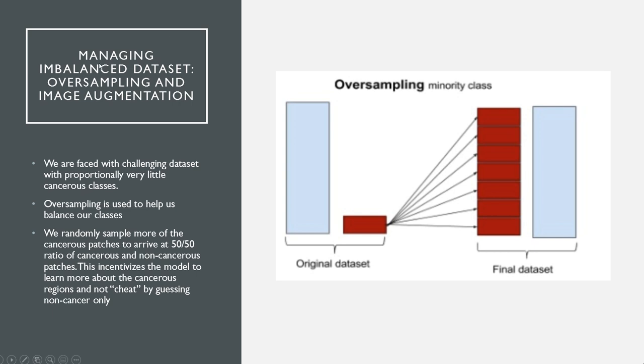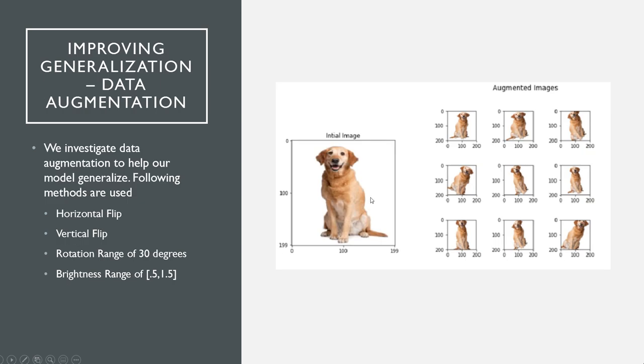So how do we manage the imbalance in our data set? I talked about oversampling. Essentially, it looks at the cancerous class and samples at random from it, with replacement. At the end, you will have a data set that is perfectly balanced. This is an example of data augmentation. We do some rotations, some flips. This is done so that our model is able to see those patches in different orientations. It helps it generalize better, right? So this is also explored.